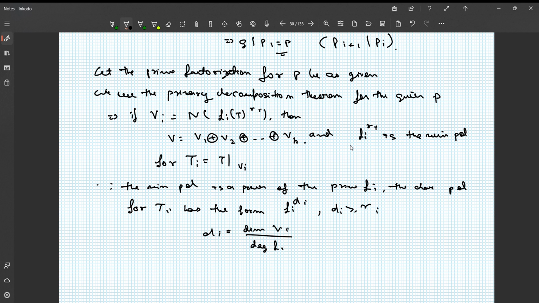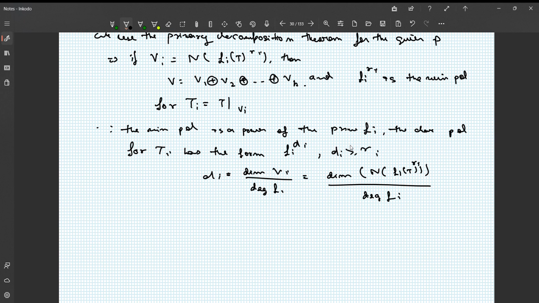Okay. So if Di is given in this form, the dimension of Vi is the dimension of the null space of fi(T) to the power ri. That is exactly the nullity of fi(T) to the power ri, right? So the value of di is clear from here, right?